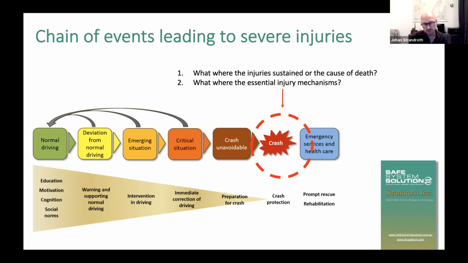But still, of course, when it comes to deficiencies, there might be other things leading up to the crash as well. Okay, before we go into a few examples then, Ken?